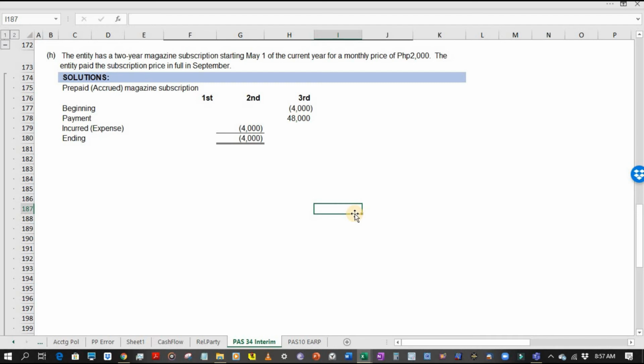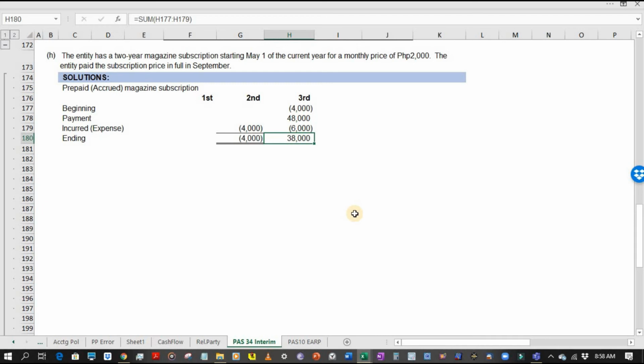So again, as of this time, we now have a prepaid magazine subscription. However, regardless of the amount paid, the amount of expense that still needs to be recognized for the third quarter, which covers July to September, is only for 3 months, and that will be 6,000 pesos. So at the end of the third quarter, we have a 38,000 pesos prepaid magazine subscription. So the 38,000 pesos is the remaining amount to be recognized as an expense for the remainder of the contract.